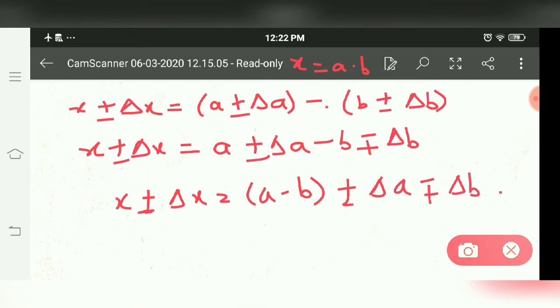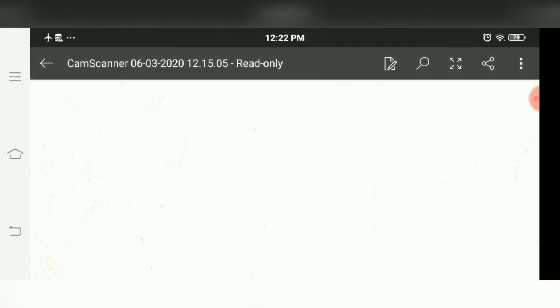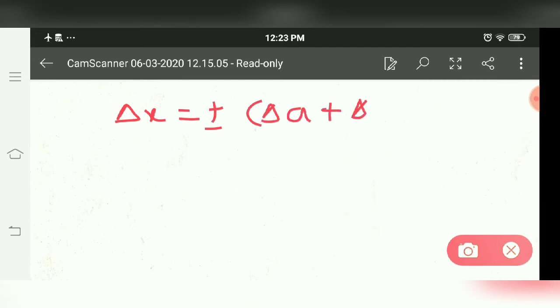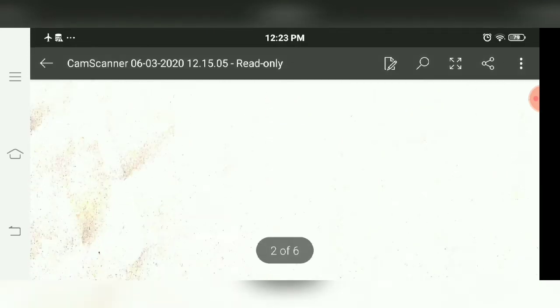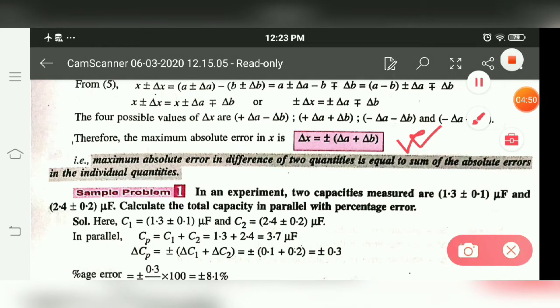Here again the complete term x gets cancelled with this, and we get plus minus delta x is equal to plus minus delta a minus plus delta b. This is again going to be the same: delta x is equal to plus minus delta a plus delta b. Again we have to choose the plus sign because we have to maximize the error. This means the error in sum and the error in difference have the same result.